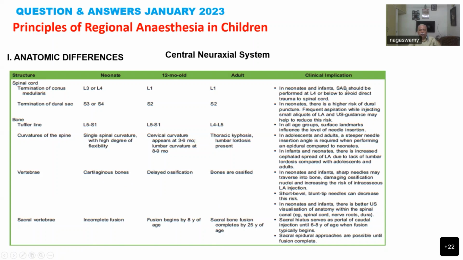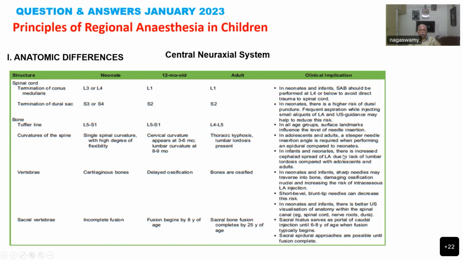In neonates and infants, SAB should be performed at L4 or below. That is a very important landmark. There is a high risk of dural puncture, as I said, because of the lower termination or attachment of the dural sac. And in all age groups, surface marks influence the level of needle insertion. And in adults and adolescents, a steeper needle insertion angle is required when performing an epidural compared to neonates.